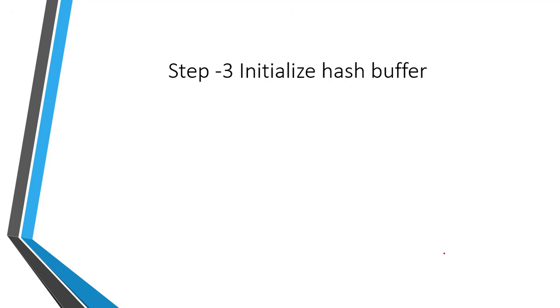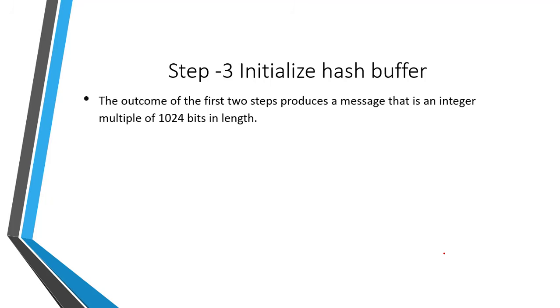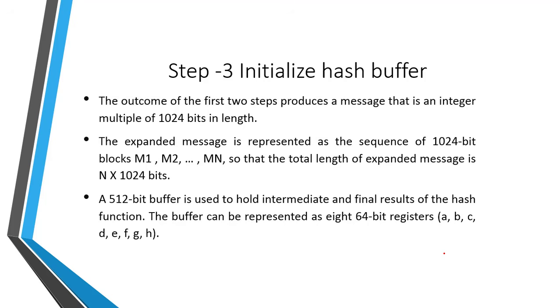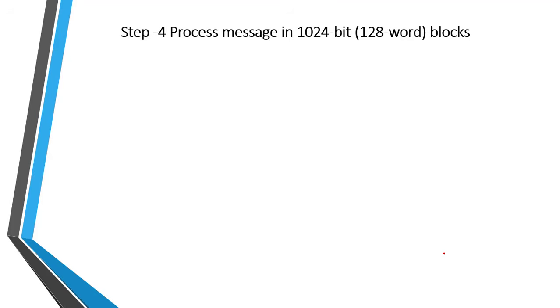The next step is, as we know that the round function uses different sizes of buffer, so now we have to initialize the buffer. The outcome of the first two steps produces a message that is an integer multiple of 1024 bits in length. The expanded message is a multiple of 1024 bits. After that, a 512-bit buffer is used to hold the intermediate and the final result of the hash code, which are the 64-bit registers, that is A, B, C, D, E, F, G, H. So now we are going to initialize the buffer.